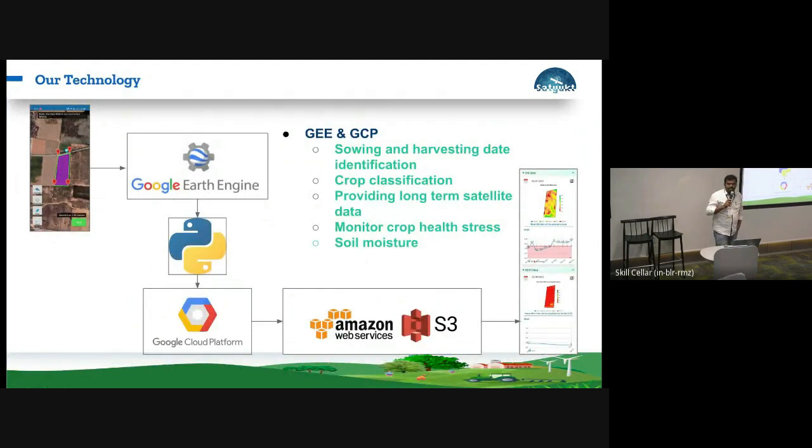So how are we doing it? A lot of things are involved. One of the major things we are using is Google Earth Engine. Earlier we were downloading the data into our local system and it was taking lots of time. So Google Earth Engine, as everyone knows, has petabytes of data.